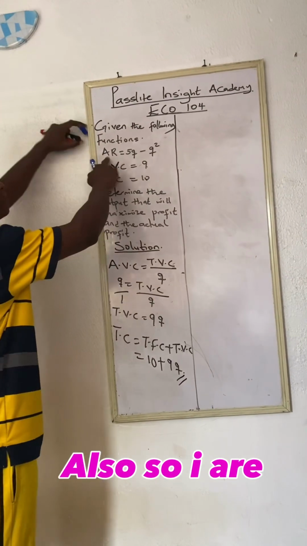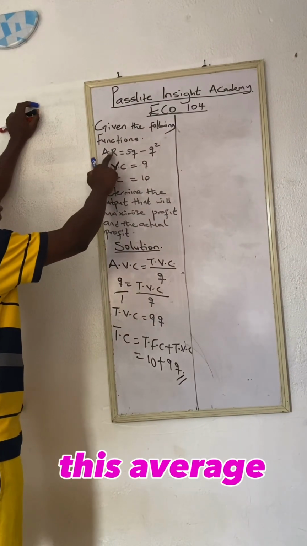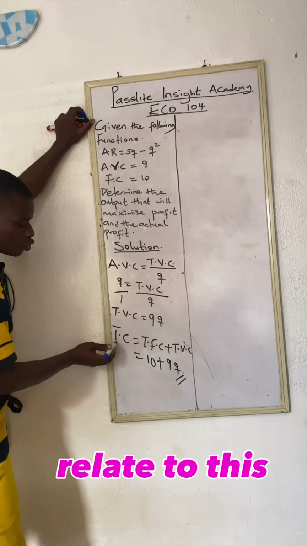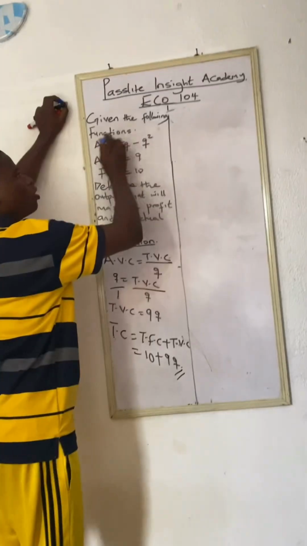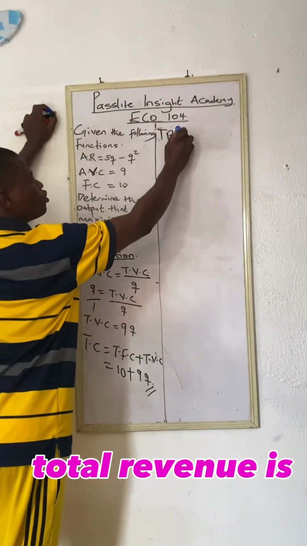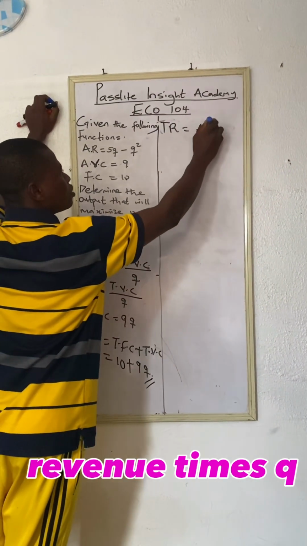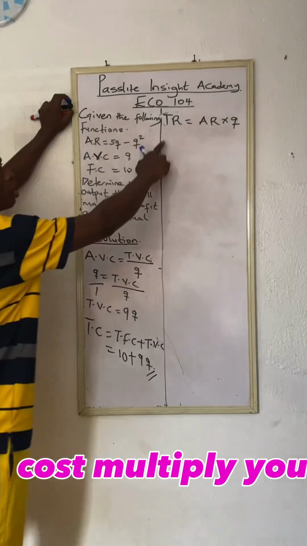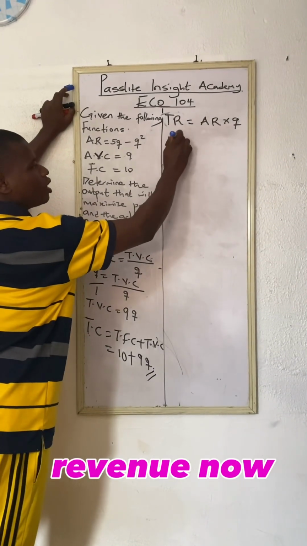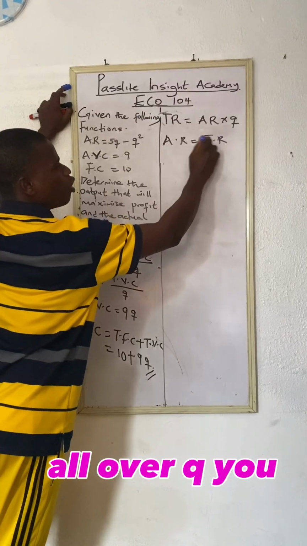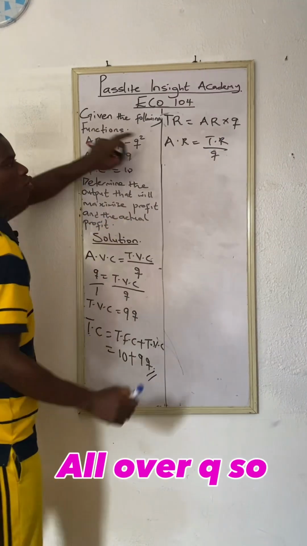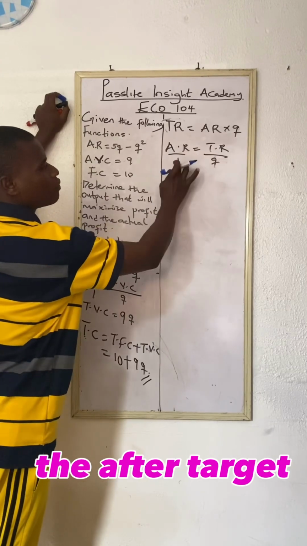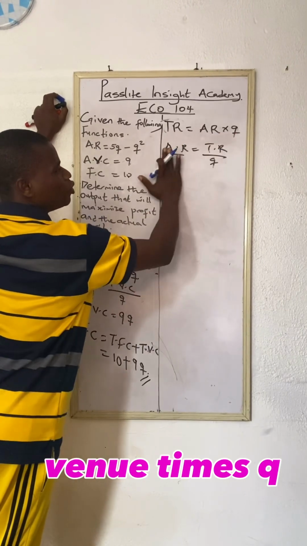Also, we are given the average revenue. So what is the formula for average revenue that we can relate to this? There's a formula: once you look for the total revenue, it is equal to average revenue times Q. Because average revenue is total revenue all over Q, when you cross multiply, at the end of the day, you have total revenue equals average revenue times Q. So that is the formula.